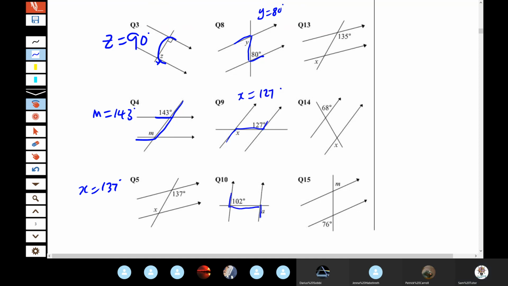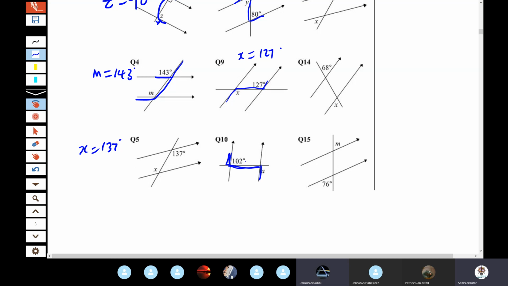Question 10. Is that a Z? No. Why not? Well, it is a Z, but the A's on the other side. Yeah, correct. It's got to be in here, which is not a problem. What is this angle, the one that I just highlighted? 102. And then how do I find A? 180 minus 102. There we go. I think we're starting to get it. Straight angles, they're going to be your best friend. If you know your straight lines, no matter what rule you use, it will work.